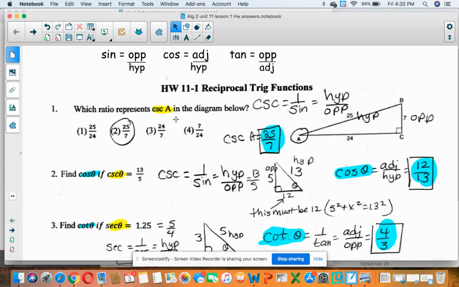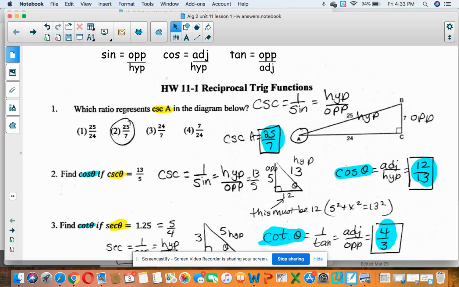So we did reciprocal trig functions. I just wrote across the top of the page our basic trig functions from last year that you learned in geometry. Sine is opposite over hypotenuse, cosine is adjacent over hypotenuse, and tangent is opposite over adjacent.